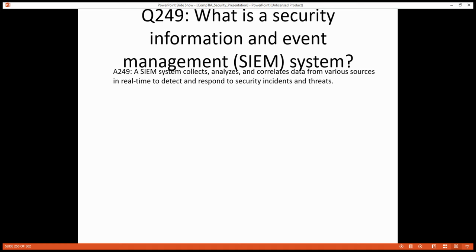Q249. What is a security information and event management (SIEM) system? A 249. A SIEM system collects, analyzes, and correlates data from various sources in real time to detect and respond to security incidents and threats.